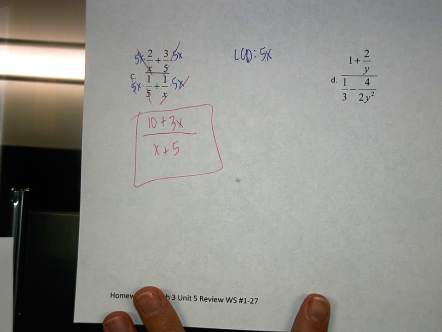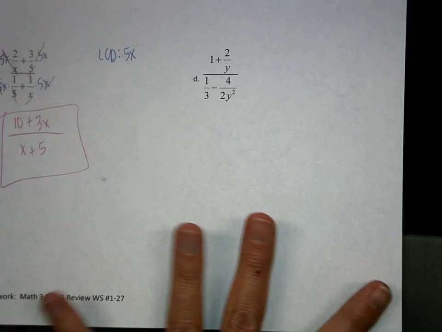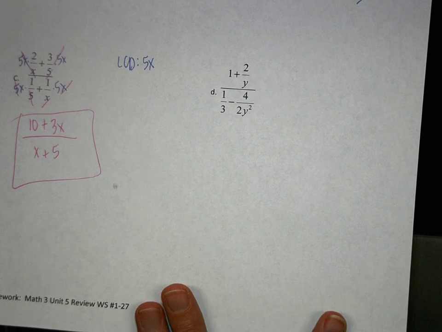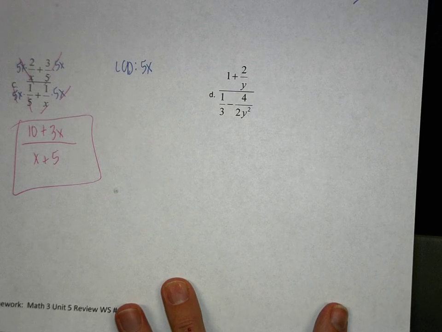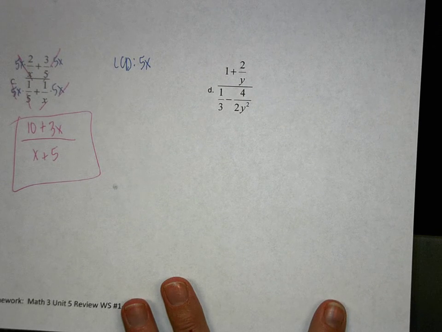All right. Okay, last one, D. Look at D and see if you can figure out what your LCD would be. 6 y squared. Very good.